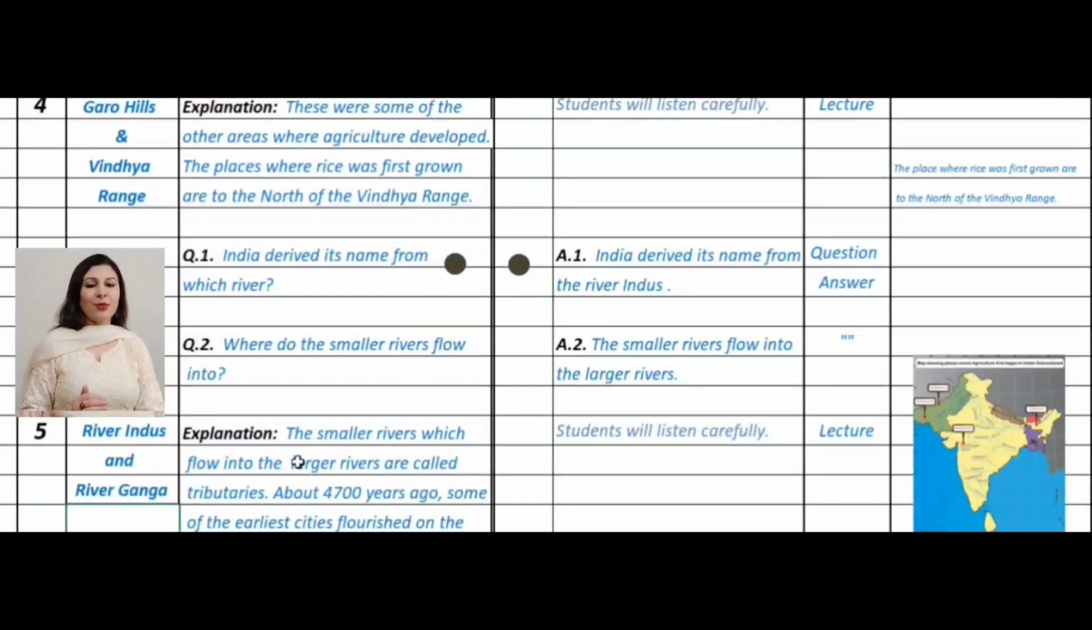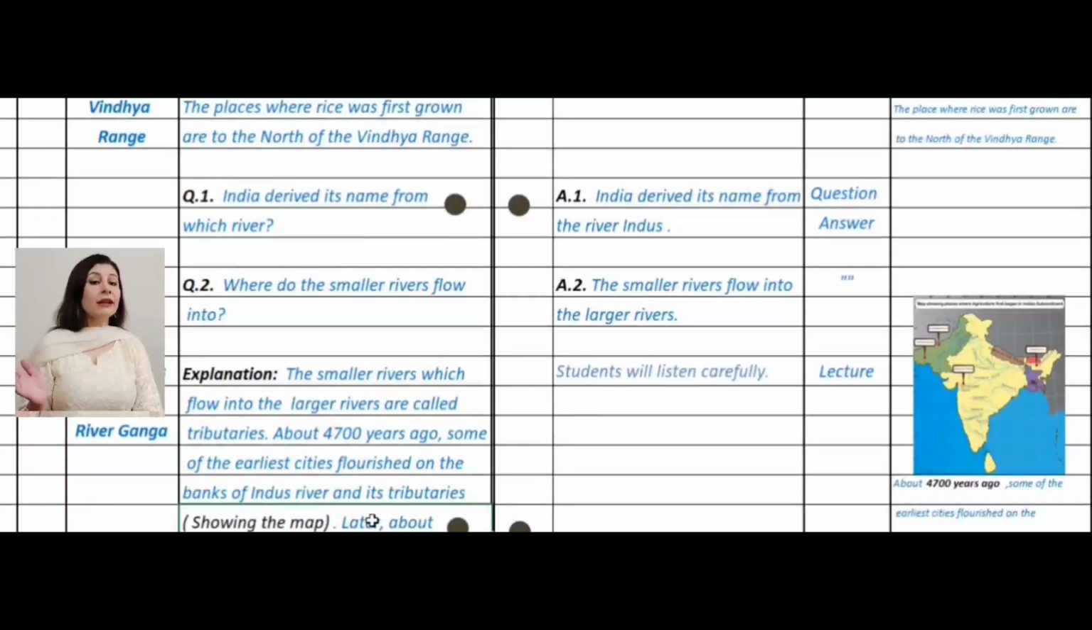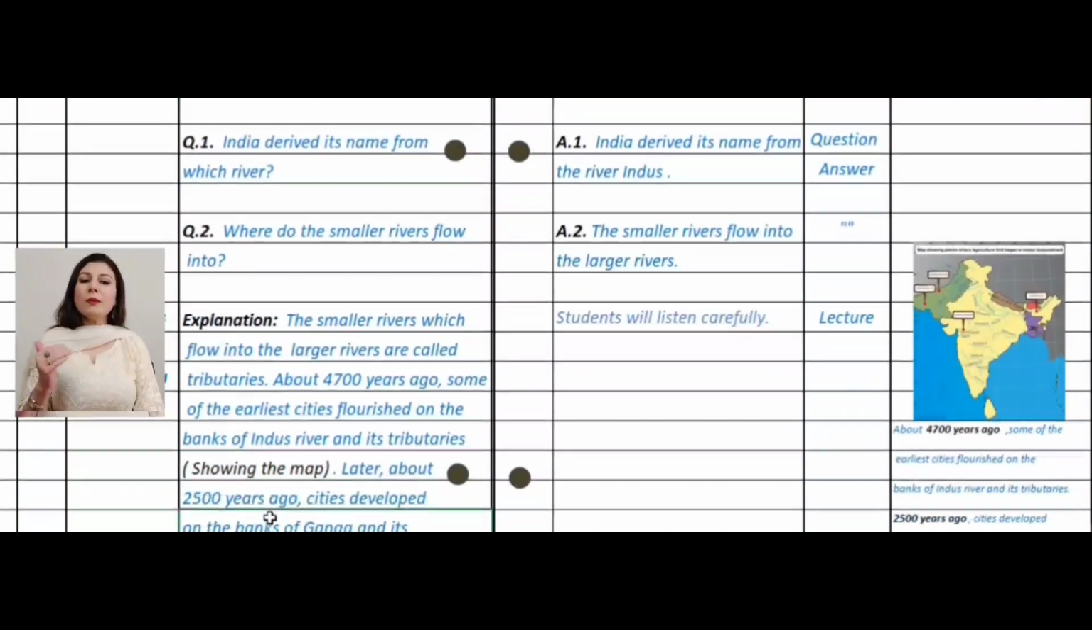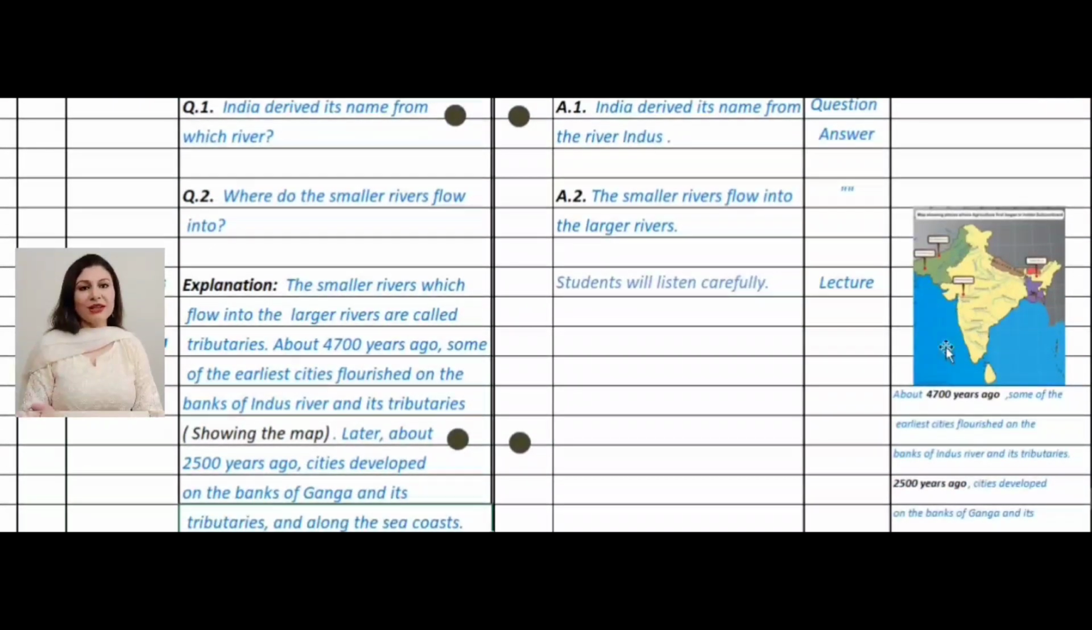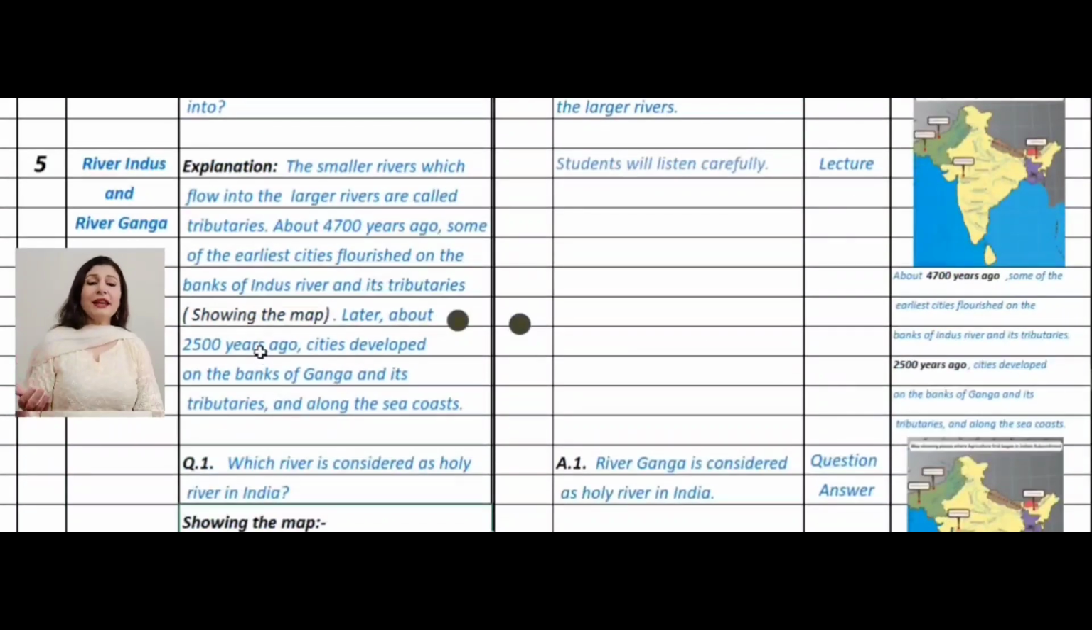Now we'll explain our point, that smaller rivers which flow into the larger rivers are called tributaries. About 4,700 years ago, some of the earlier cities flourished on the banks of Indus River and its tributaries. We'll show the map while explaining this point. And then we'll say, later, about 2500 years ago, cities developed on the banks of Ganga and its tributaries and along the sea coast.